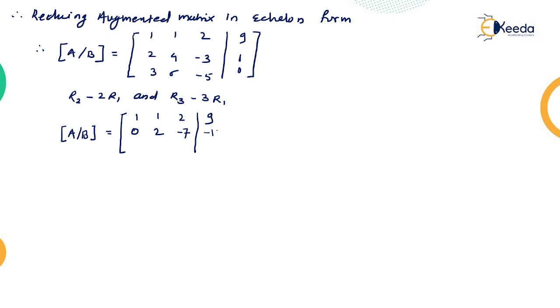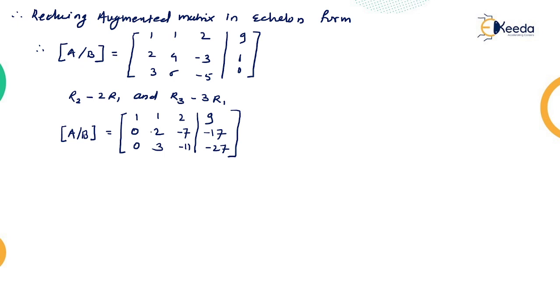Okay, so the second row is totally changed here: 0 2 minus 7 and minus 17. Similarly, check the third row. After transforming R3 minus 3 R1, we get 0 3 minus 11 and minus 27. So this is the transformation after taking R2 minus twice R1 and R3 minus thrice R1.